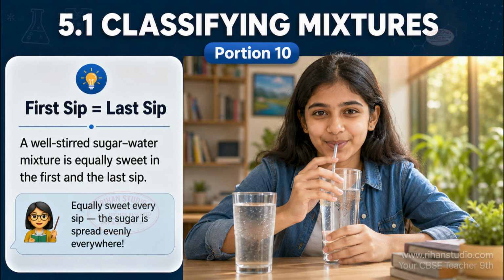5.1. How can we classify mixtures? A well-stirred sugar-water mixture is equally sweet in the first and the last sip. Proof? The first sip and the last sip taste equally sweet. That tells you the sugar is spread evenly everywhere.